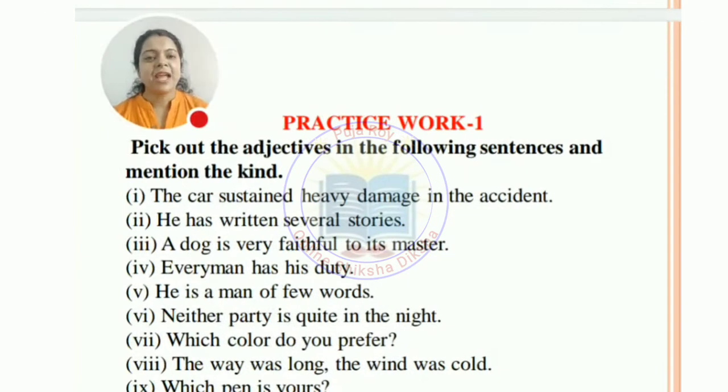So here we have the practice work. Pick out the adjectives in the following sentences and mention the kind. What you need to do here is read the sentence, find out the adjectives there, and when you are able to find the adjective, also mention the kind of the adjective.